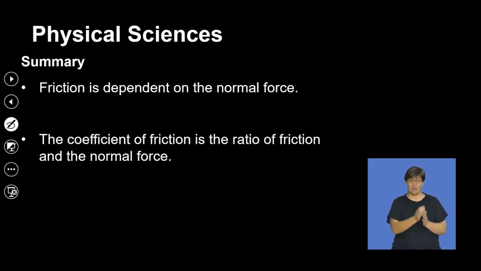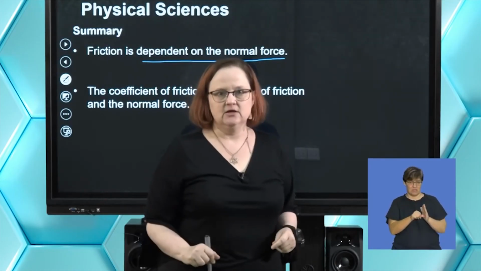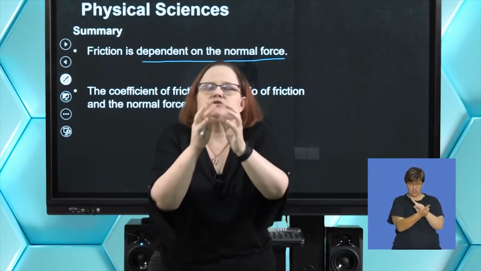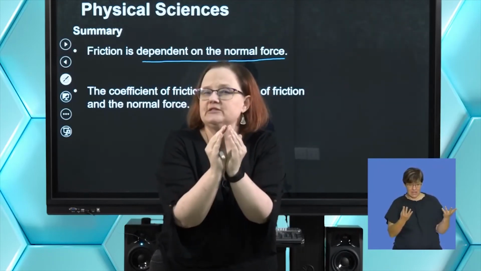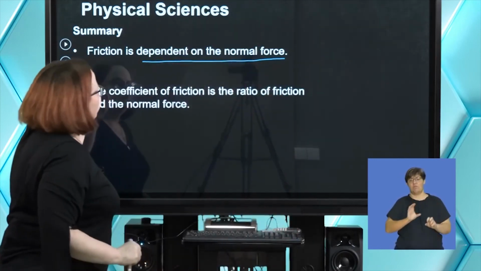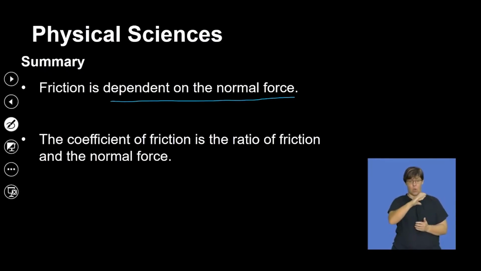Friction, this is the big one out of all the properties we did, is dependent on the normal force. That's the big thing. That determines friction for us. We can't change the amount of friction between the surfaces because of the type of surfaces, but we absolutely can affect the normal force.